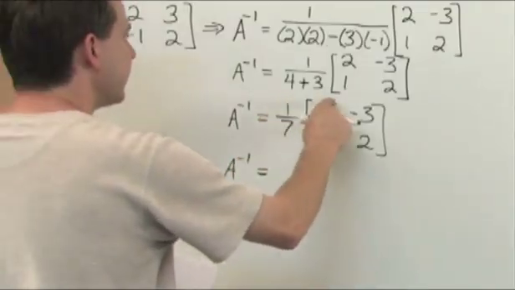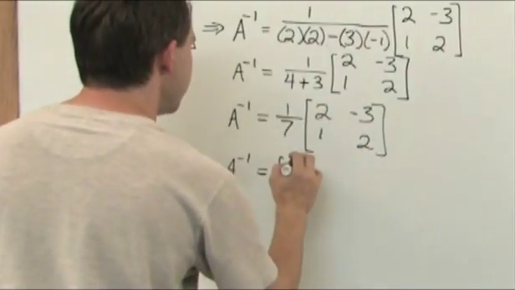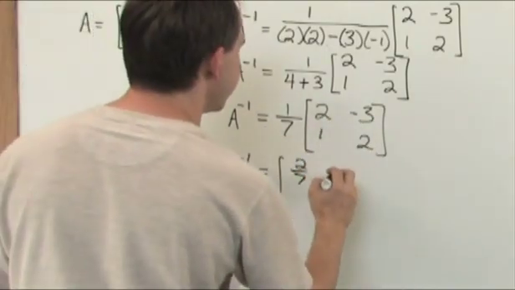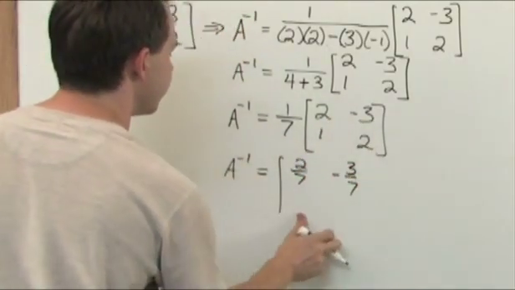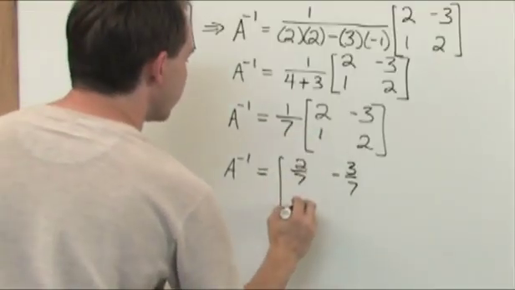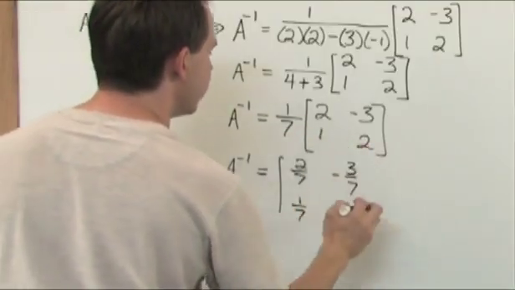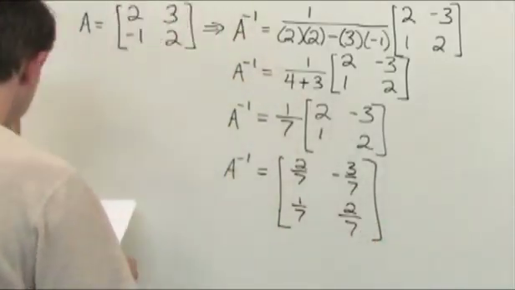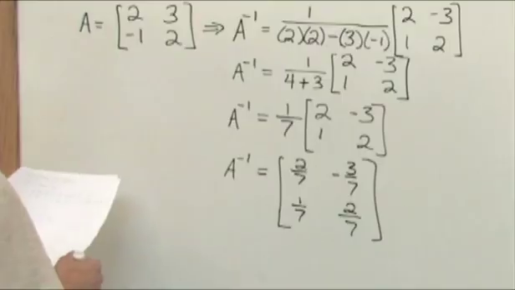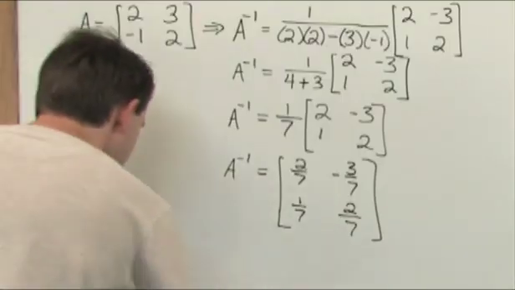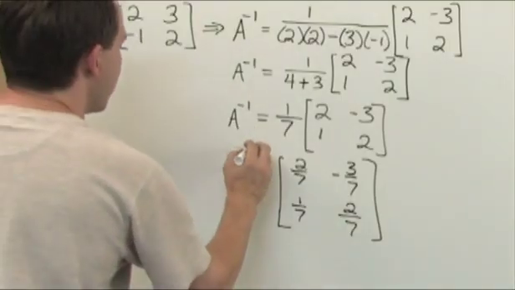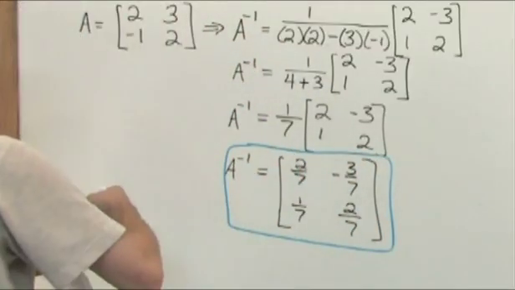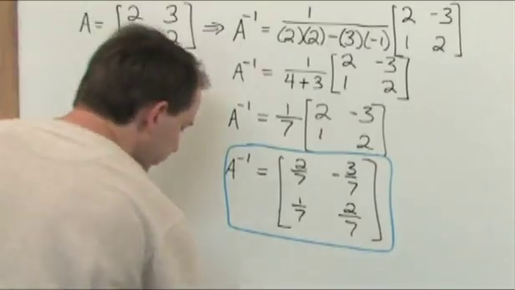So 1/7 times 2 is 2/7. 1/7 times negative 3 is negative 3/7. 1/7 times 1 is 1/7. 1/7 times 2 is 2/7. All right, so that's it. You have 2/7, negative 3/7, 1/7, and 2/7, and that is actually called a matrix inverse. So on your test, if you were asked to find the inverse of matrix A, you would calculate it exactly like this, and you would circle your answer.